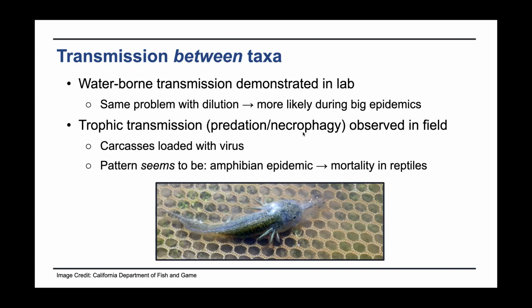And this is largely because it has been observed. We've seen, for instance, a snake, a natrix, that was eating infected newts, I think it was, and it was infected with the virus from that newt. And often what we see in nature, we don't exactly know who got who infected, but we'll see an epidemic in amphibians, especially amphibian larvae, followed by mortality in reptiles. So this, again, is not well known, but this seems to be a broad pattern.